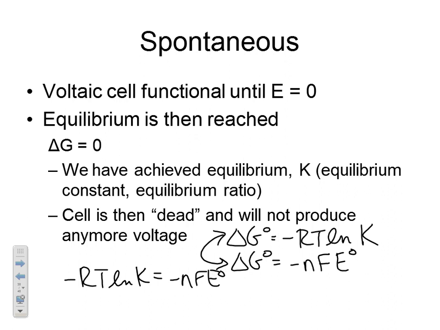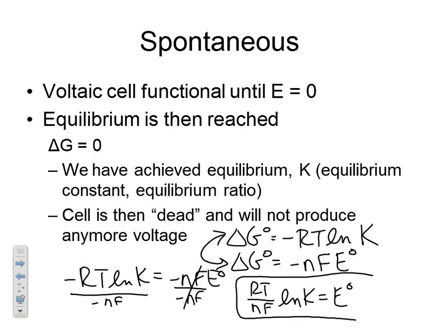And then if you simply want to solve this for E naught, all we'd have to do is divide by minus nF on both sides. That would cancel out, and we wind up with this equation of RT divided by nF times the natural log of K is equal to E naught. And boom, we have a direct mathematical relationship between the value for the equilibrium constant and the cell potential for a given system. R is the gas constant. We're going to use the same gas constant, 8.314 joules per mole Kelvin. T is temperature in Kelvin. n is moles of electrons. F is Faraday's constant. K is the equilibrium constant. And E is the cell potential.